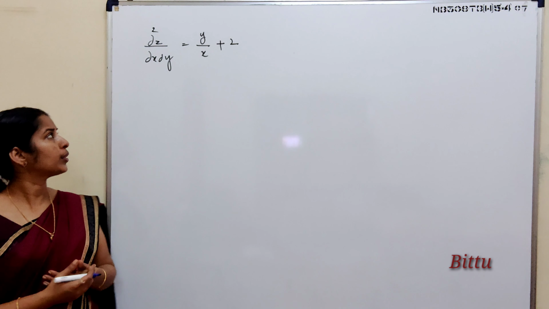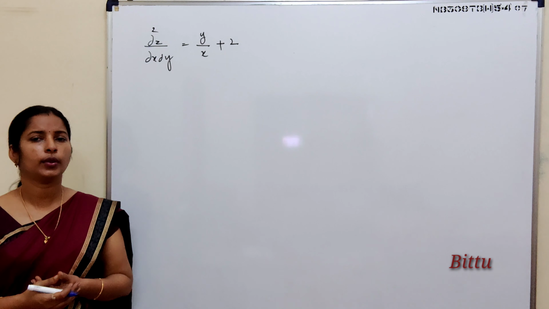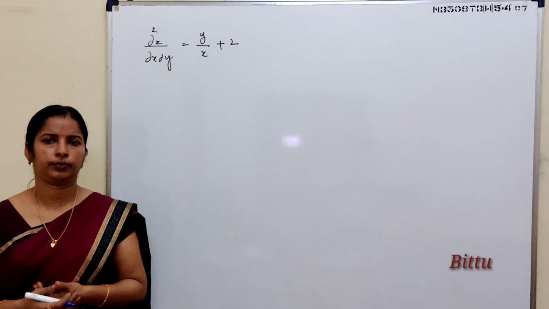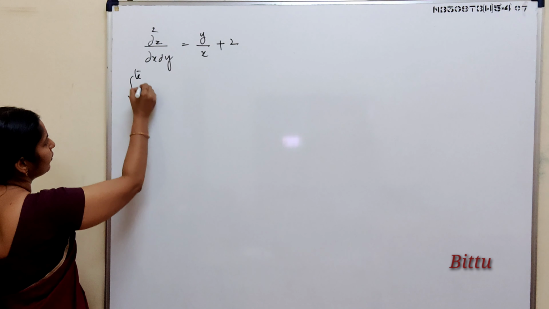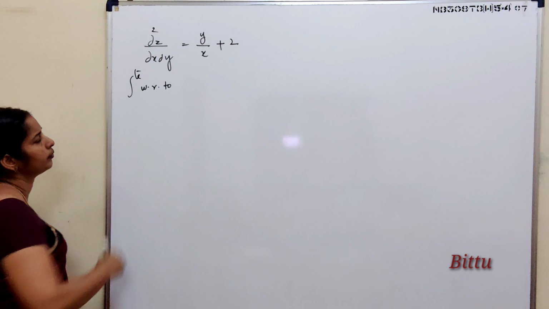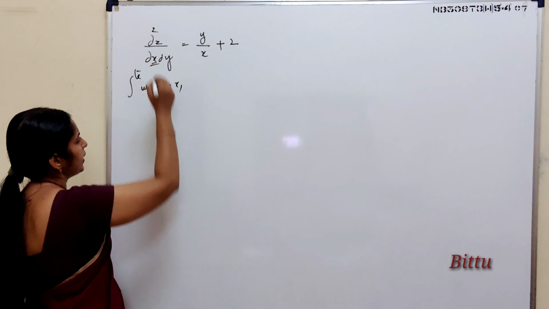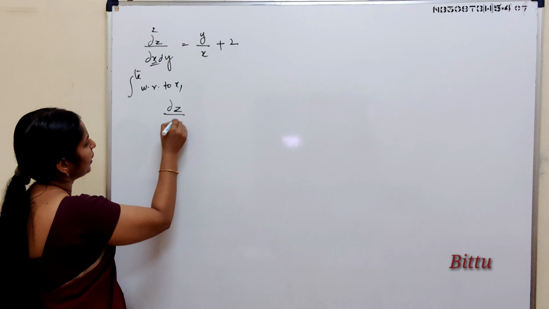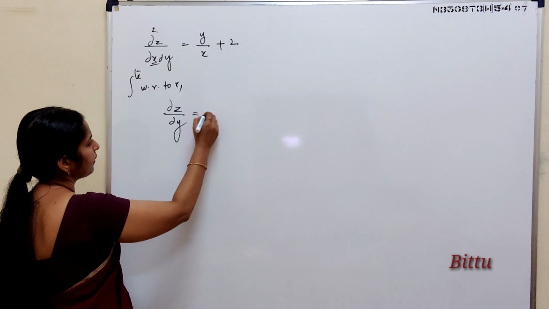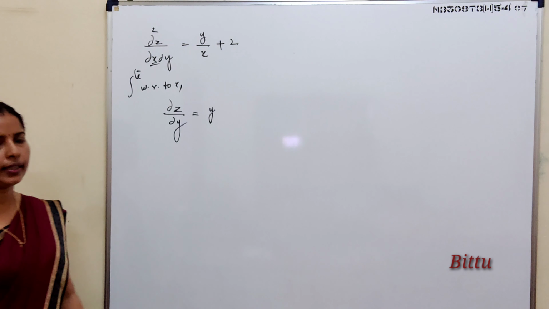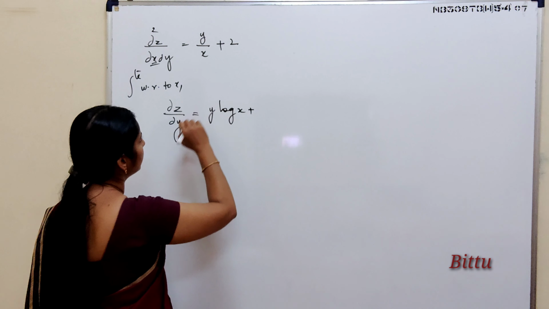Let me solve another partial differential equation. It is ∂²z/∂x∂y equal to y by x plus 2. So here first we have to integrate with respect to which variable? We have to integrate with respect to x. What is the integral of the left side? It is ∂z/∂y equal to, you integrate with respect to x, at that time you keep y as a constant. The integral of 1 by x is log x plus.